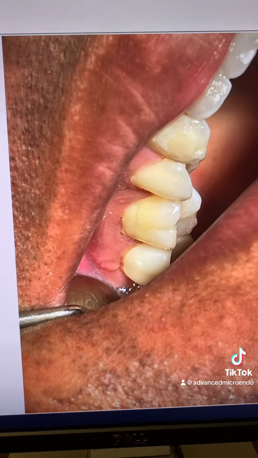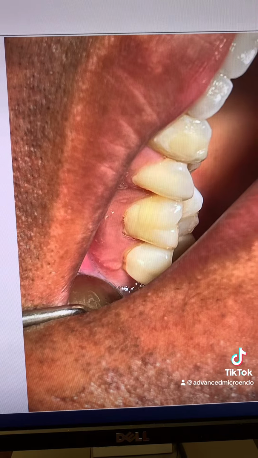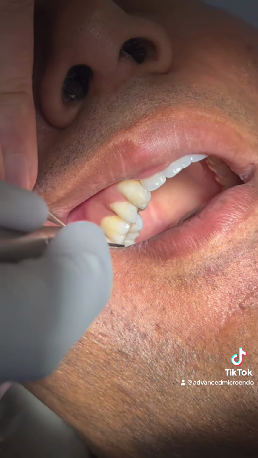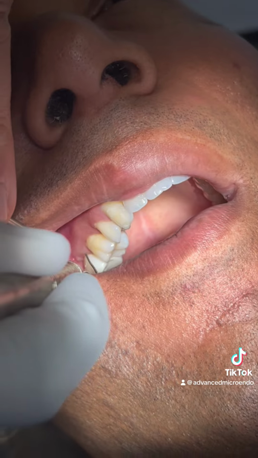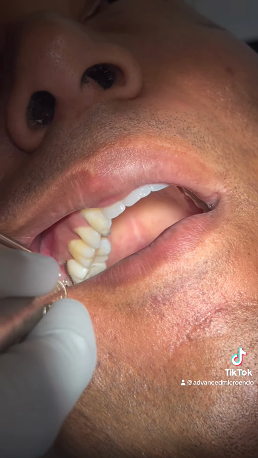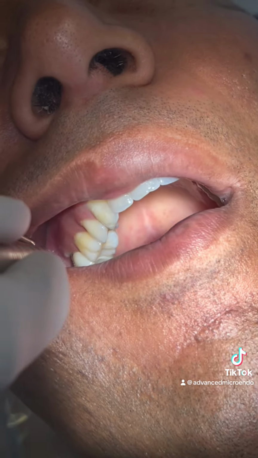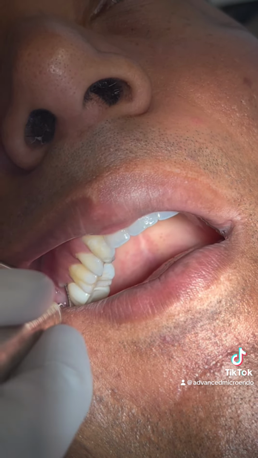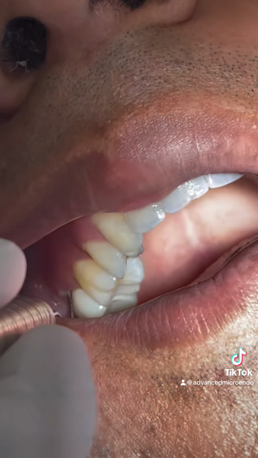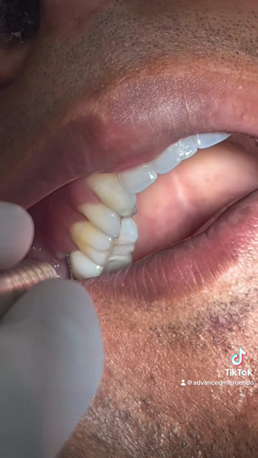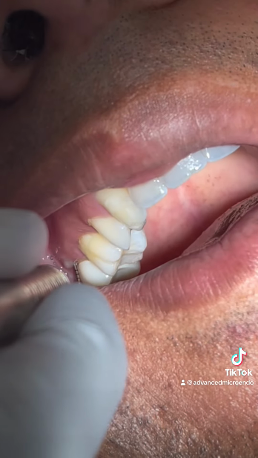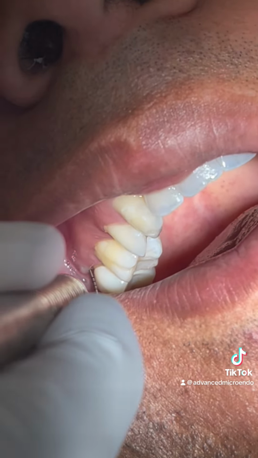We probe, right? So let's go ahead and probe this tooth. All right, as we walk the probe, it just sinks right into this area right here. It's at 9 millimeters right now. It could go more. Right there, that's 9 millimeters.